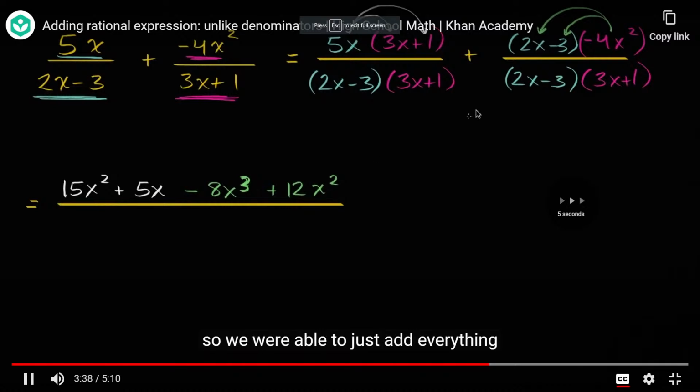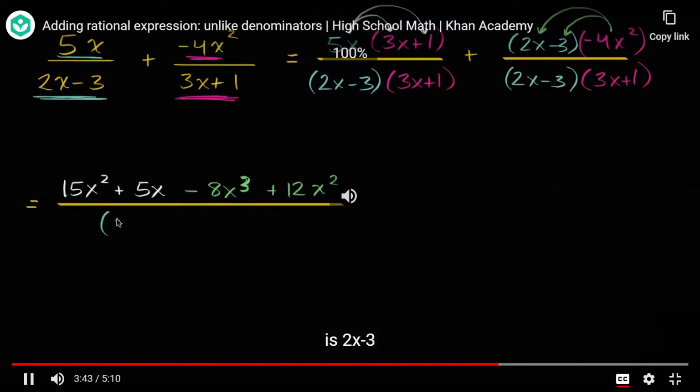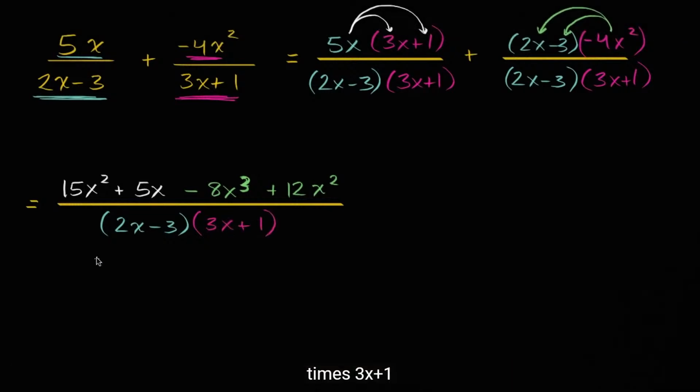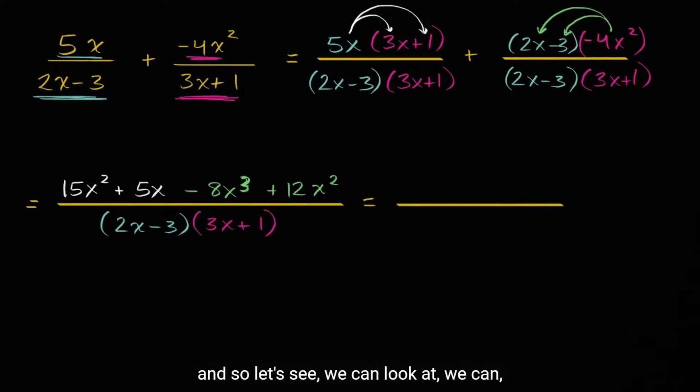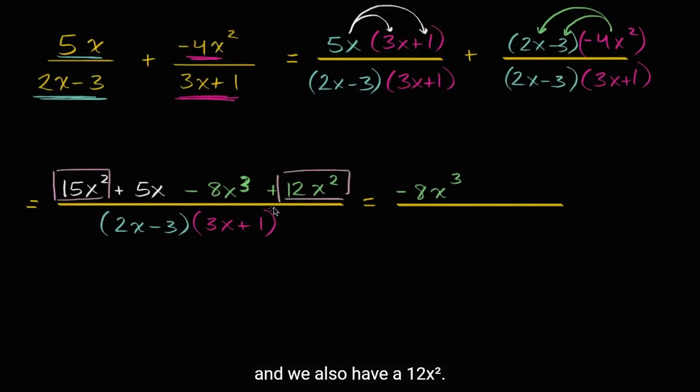All over 2x minus 3 times 3x plus 1. And let's see, how can we simplify this? Our highest degree term here is the negative 8x to the third power. So it's negative 8x to the third power. And then we have a 15x squared, and we also have a 12x squared. We can add those two together.